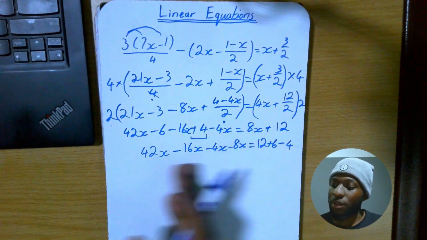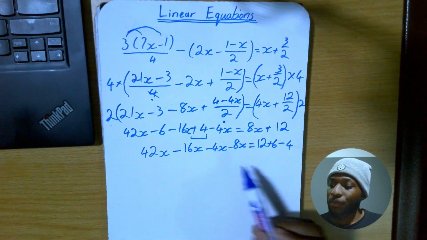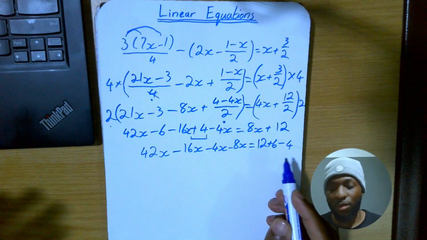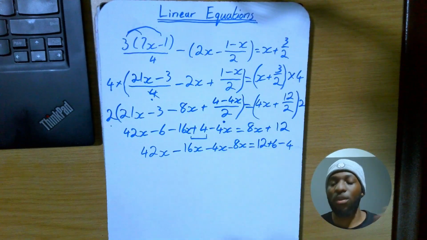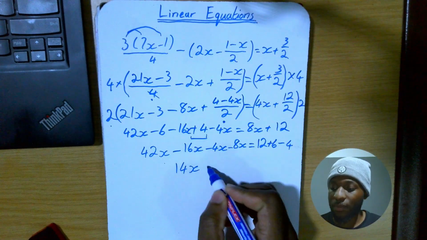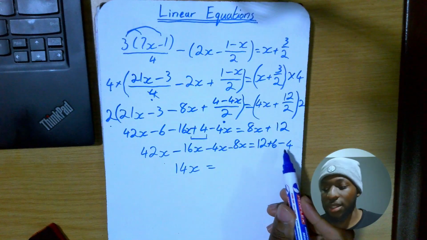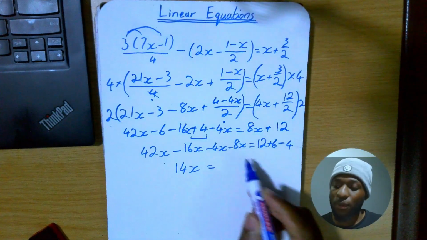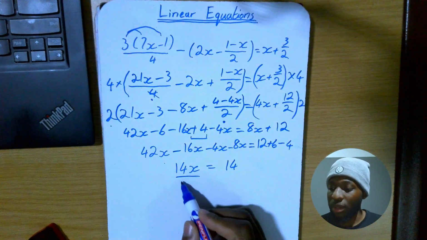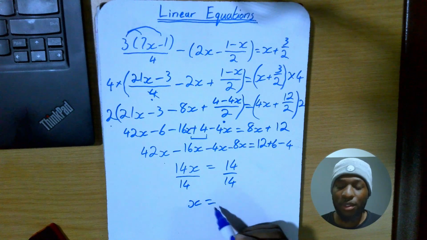So we put all the apples on one side and all the oranges on the other side. Every time a number jumps into another basket, the sign changes. It goes from negative to positive or positive to negative. So now we can just add or subtract. On the left hand side we'll end up with 14x, and on the right hand side we will end up with 12 plus 6, that gives us 18. 18 minus 4 is 14. The last step is to isolate the variable. So we'll divide by 14, and our x is equal to 1.